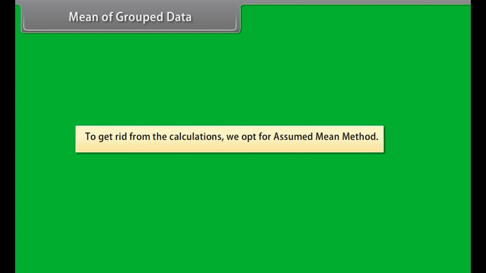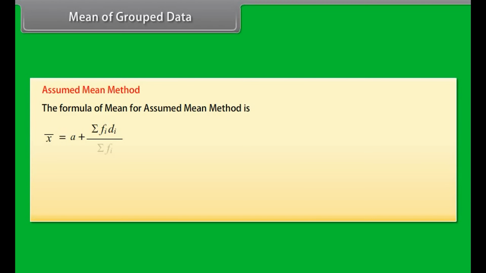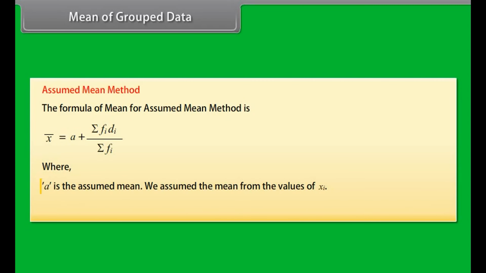Mean of grouped data. Sometimes the product of xi and fi becomes too large that this method becomes quite time consuming. To get rid of these calculations, we opt for assumed mean method. Assumed mean method. The formula of mean for assumed mean method is x bar equals a plus summation of the product of fi and di divided by summation of fi, where a is the assumed mean. We assume the mean from the values of xi. di is equal to xi minus a.